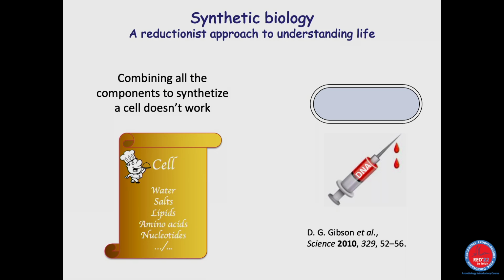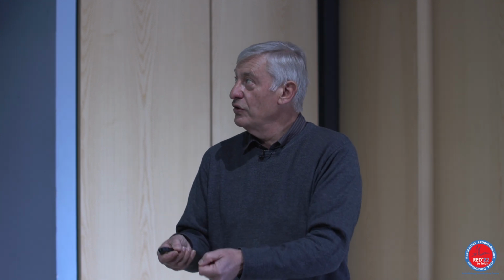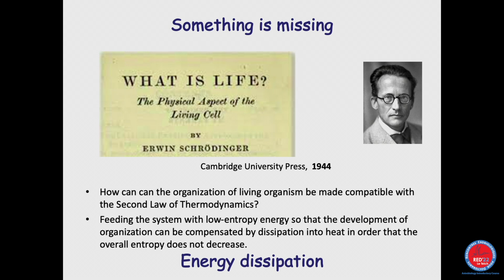So it's possible to change the genetic component of the cell, but for this you need a cell that is already working. We don't know what remains in this cell without nucleic acid that makes it able to work after a new genome is inserted into the cell. So something is lacking, is missing, and I want to emphasize the contribution of Schrödinger, who introduced the idea that you must feed the system with low entropy energy in order that it is dissipated. You need energy dissipation. Energy dissipation is capable of making very fascinating phenomena in cells, in biology.